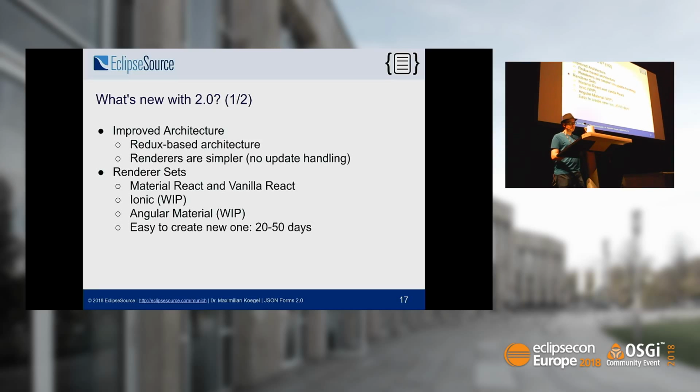And while we do that now quite frequently, we improved a lot of things like the architecture. So my estimate for the technologies that we've seen so far, it takes something between 20 and 50 days just to create an entirely new renderer set for a new technology. That's fairly simple to do because you can reuse a lot of the existing stuff in the core.